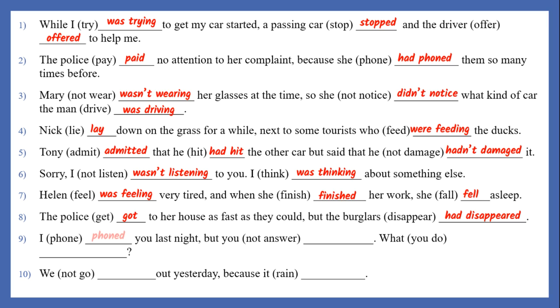Number 9, I phoned you last night, but you didn't answer. Again, two consecutive main events happening one after another. What were you doing? This is something which was going on in the past at a specific time. Number 10, we didn't go out yesterday. Your main event, because it was raining. It was a continuous action which was going on in the past at a specific time.